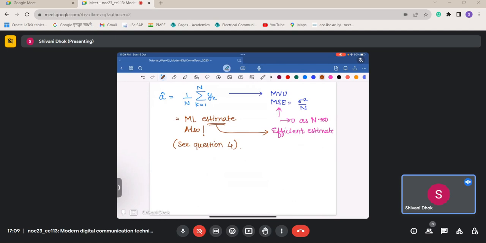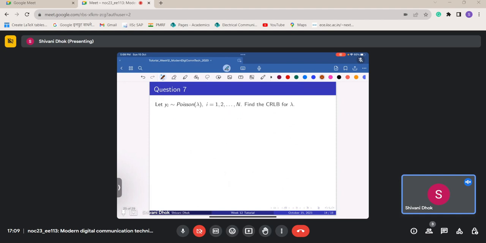So there are no questions, then let's go ahead to the seventh question for today. It says that if yi are Poisson distributed random variables with parameter lambda and i is ranging from 1 to capital N, given lambda these are IID, and we need to find the CRLB for lambda. So we need to estimate this lambda.